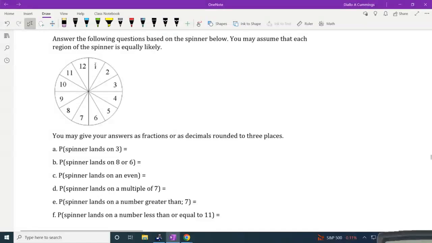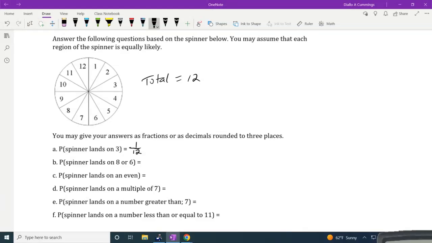So if we take a look at the spinner, how many numbers on the spinner are there to choose from? 12, right? So our total is going to be 12. All right, so if we liken this to the fraction or the classical approach to probability, 12 is going to be our denominator. So what's the probability that the spinner lands on 3? Where there's 12 possible numbers the spinner can land on, and out of those 12 possible numbers, how many are 3? Just 1, right? So that probability is 1 over 12.